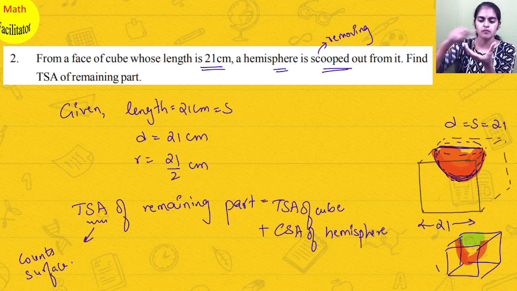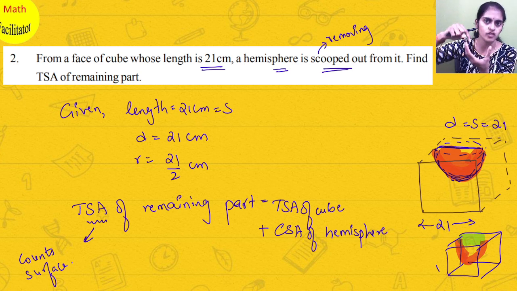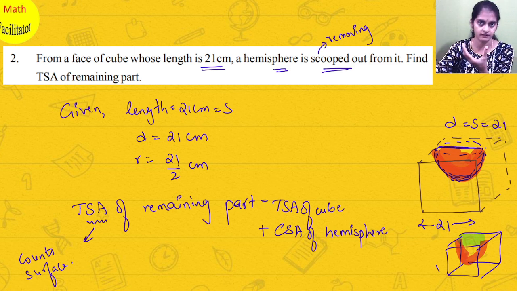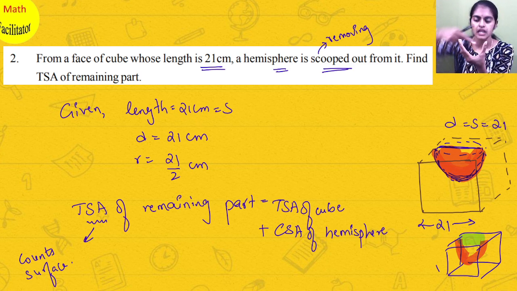Hemisphere, bowl only. For a bowl, you have only curved surface area. Like the sweets we eat, ice cream ball, sweet ball. Only curved surface area you have. The upper circular portion you have, that you don't have. It is open. If it is a closed bowl, then you have curved surface area plus the upper circular portion. If it is an open bowl, it is scooped out. Scooped out means you don't have that there. So it is like an open bowl. You have to imagine an open bowl. So you have only curved surface area. There is no upper circular portion. Clear?